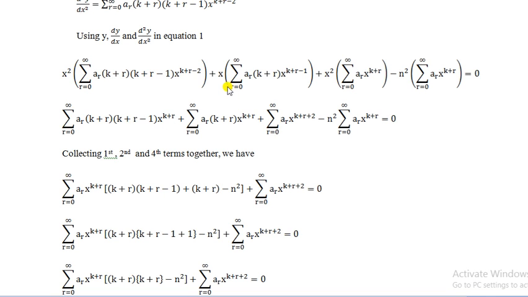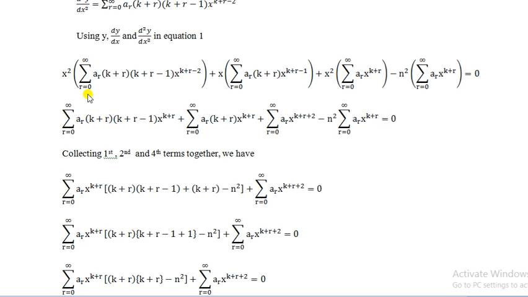Then similarly the second term, after multiplying the second bracket by x, the x power is k plus r minus 1 and the power of x is plus 1. So minus 1 plus 1 cancel out. The remaining term is k plus r. Then the third term is x raised to k plus r, then add the power of 2, so x raised to k plus r plus 2. And we keep the last term as it is: n square into ar x raised to k plus r is equal to 0.